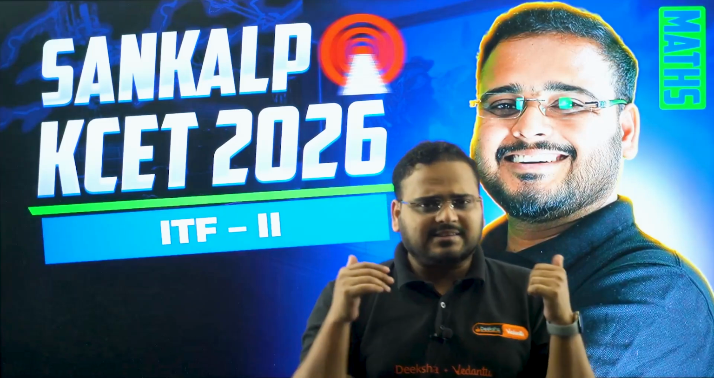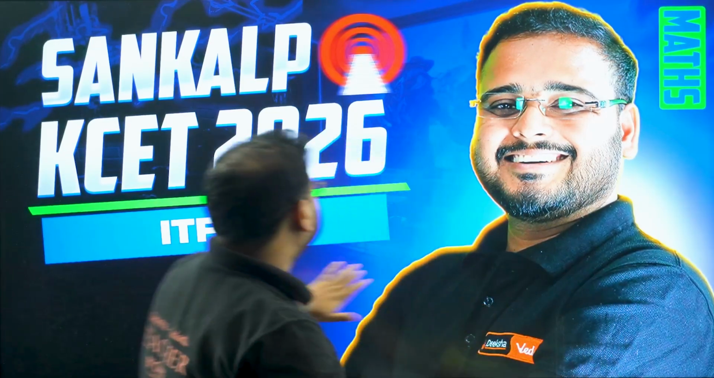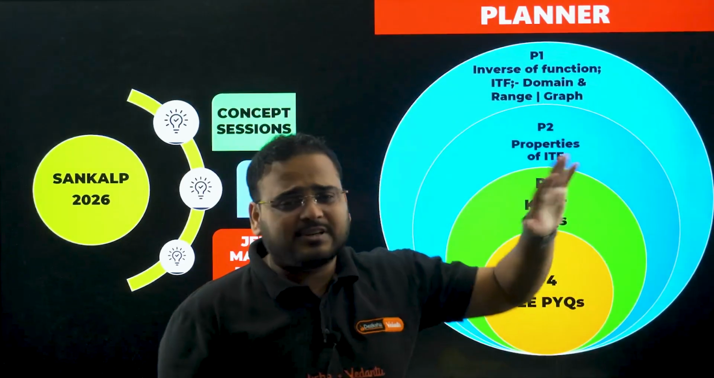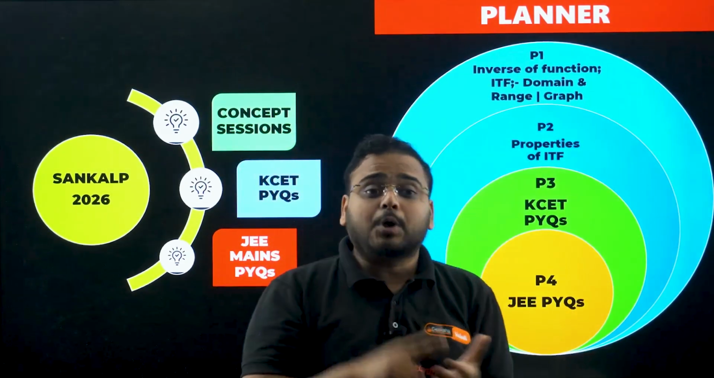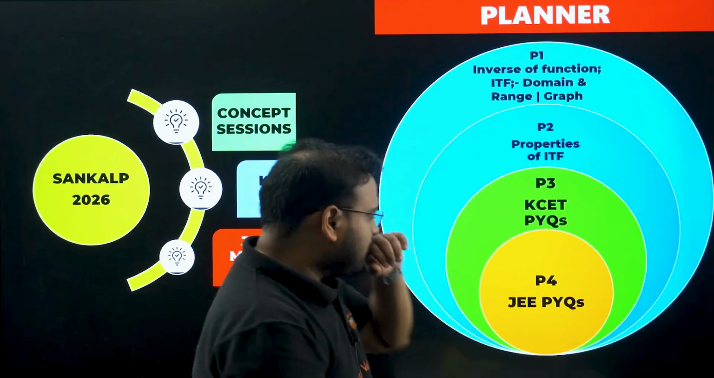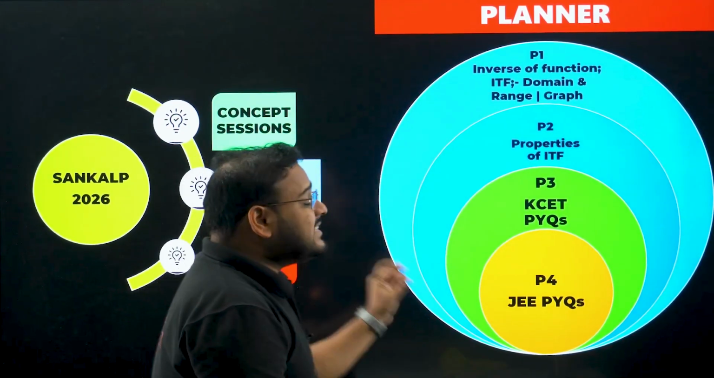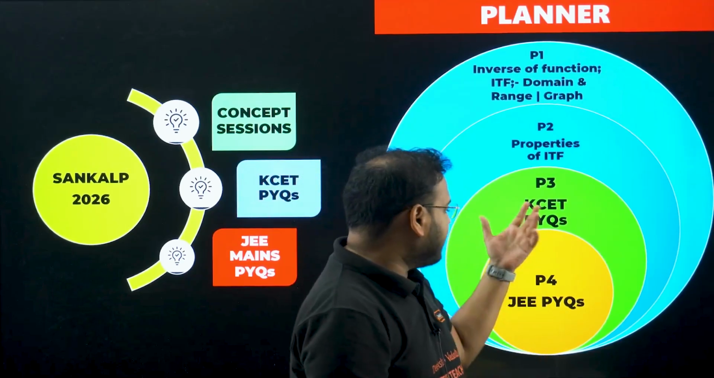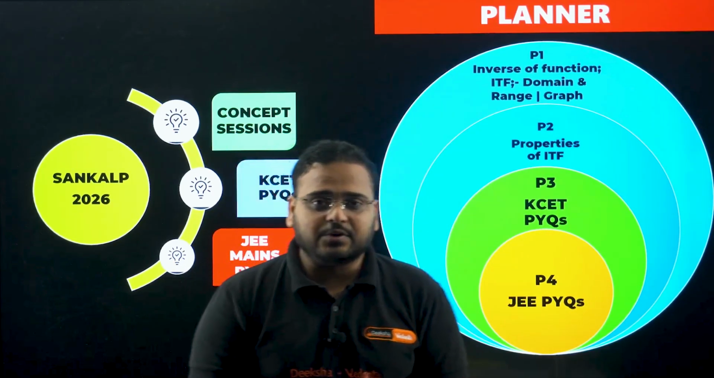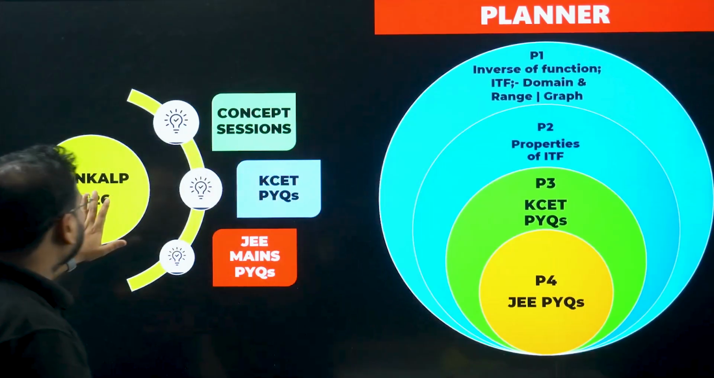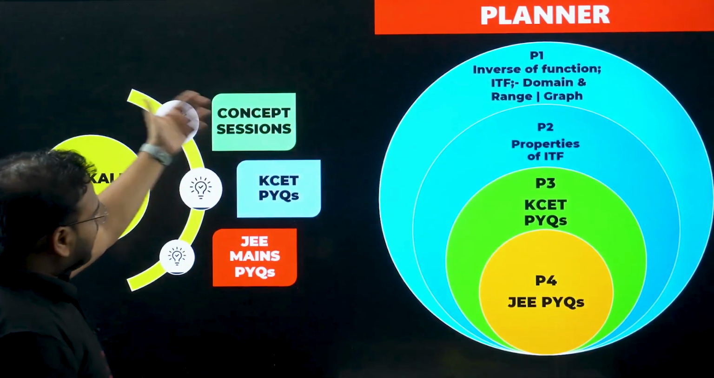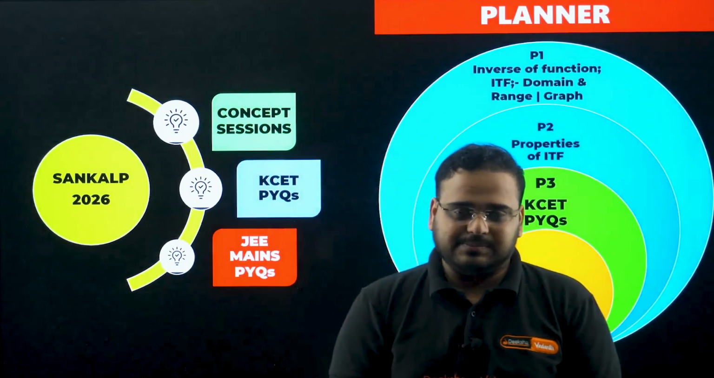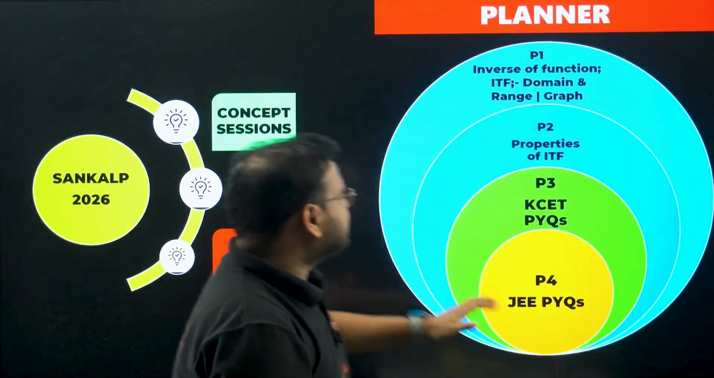I hope you're ready, as excited as I am, beginning with the first thing, which is the planner. If you see, as I said, domain and all the graphs we discussed in part 1, part 2 will be the properties of ITF, and part 3 will be KCET PYQs. Moving on with part 4, which will come after part 3, which will be JEE Mains PYQs. Same goes with the structure of Sankalp batch. First you start with the concept session, next comes KCET PYQs, followed by JEE Mains PYQs. This is clear?